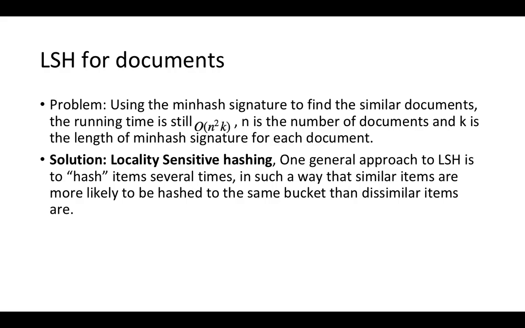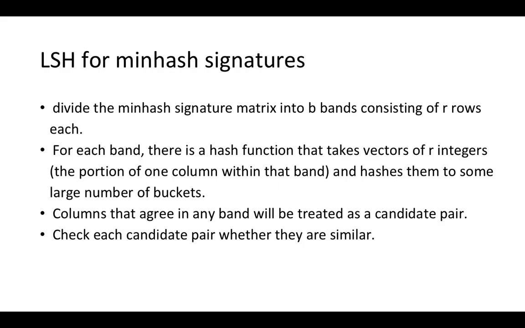One solution is the use of locality-sensitive hashing to hash similar documents to the same bucket and only compare the documents in the same bucket. We divide the min-hash signature matrix into B bands consisting of R rows each. For each band, there is a hash function that takes vectors of R integers and hashes them to some large number of buckets. Columns that agree in any band will be treated as a candidate pair. Check each candidate pair to see whether they are similar.